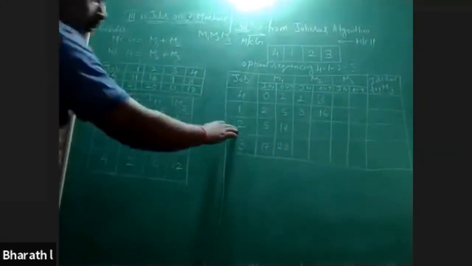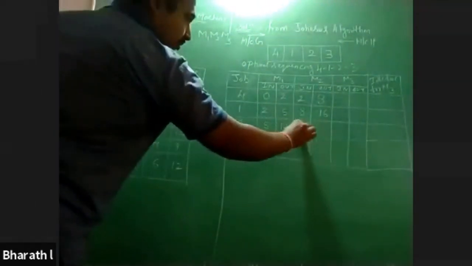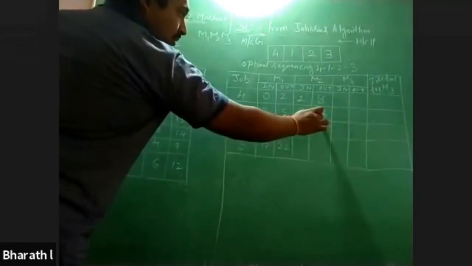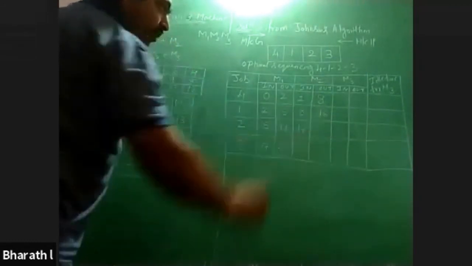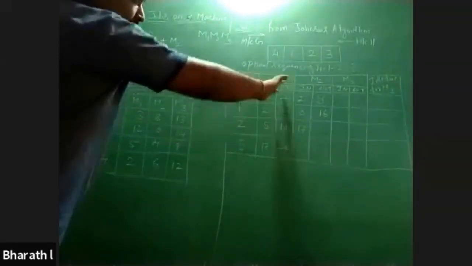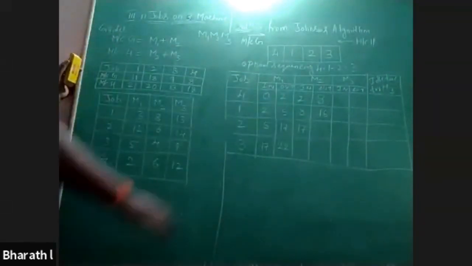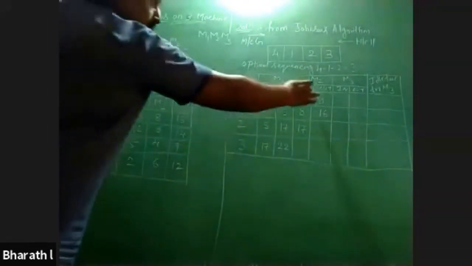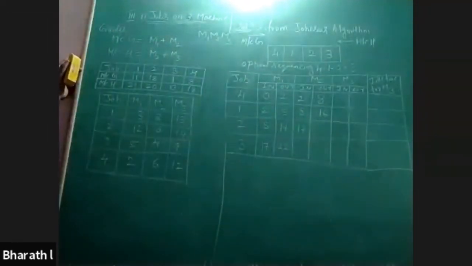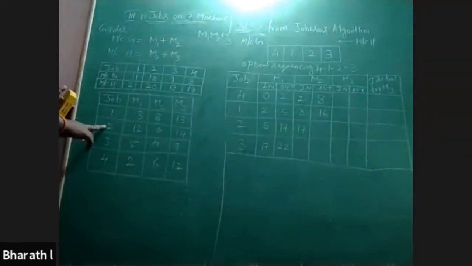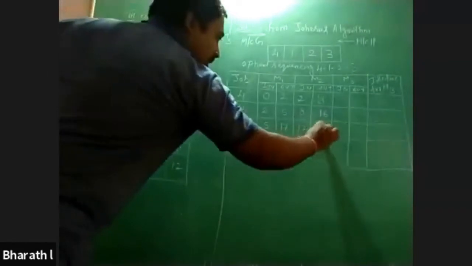For job 2, it will enter after 17 minutes. Even though job 1 is completed in 16 minutes, job 2 is still working on machine 1, and hence job 2 will enter machine 2 after 17 minutes. Then next for job 2, it is given 6. 6 plus 17 will get 23.